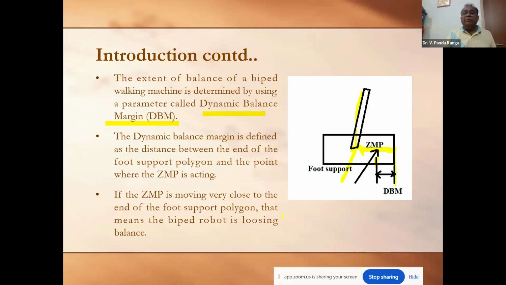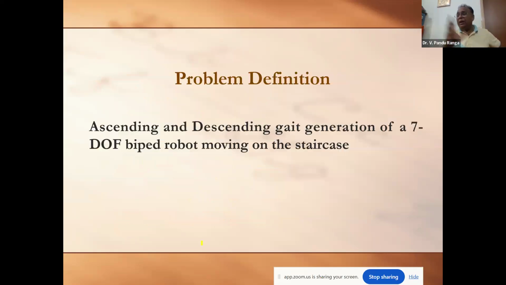If the ZMP is moving very close to the end of the foot support polygon, it means that the biped robot is losing balance. So our objective is to try to keep the position of the ZMP close to the center of the foot, so that the balance of the robot is maximum, and we can avoid a fall of the robot.